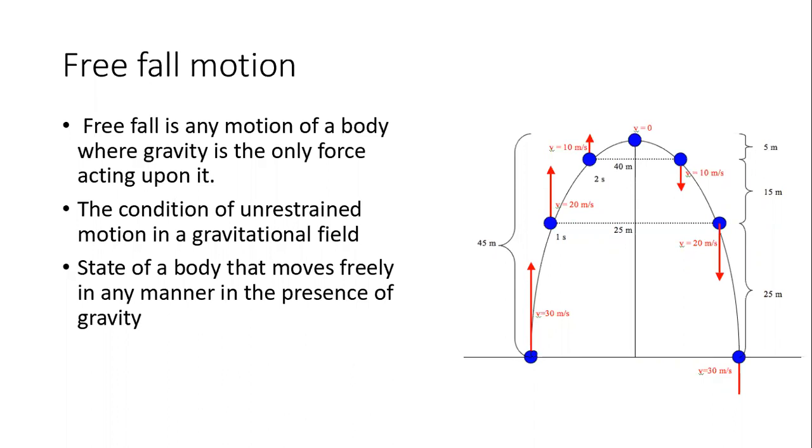Free fall motion is any motion of a body where gravity is the only force acting upon it. The condition of unrestrained motion in a gravitational field. State of a body that moves freely in any manner in the presence of gravity. So if a body is thrown upward or thrown in the downward direction, the motion of that body is called free fall motion because the only force acting on that body is the gravitational force. If you look at the diagram, you will see that a body is thrown in a curved path.